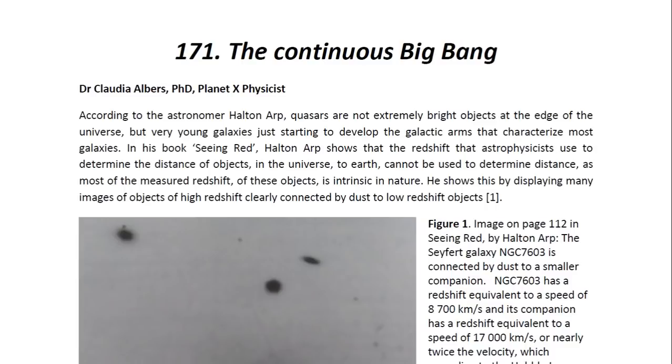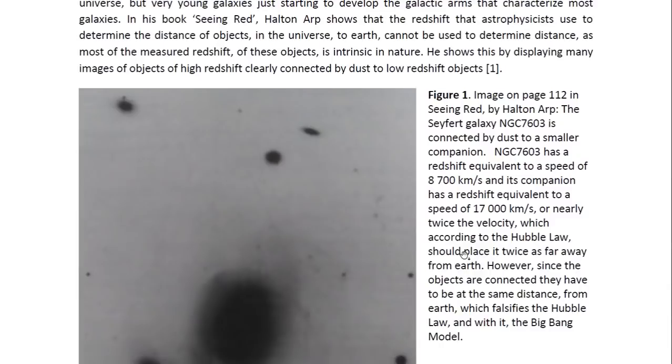Now, according to the astronomer Halton Arp, quasars are not extremely bright objects at the edge of the universe, but very young galaxies just starting to develop the galactic arms that characterize most galaxies. And in his book Seeing Red, Halton Arp shows that the redshift that astrophysicists use to determine the distance of objects in the universe to Earth cannot be used to determine distance, as most of the measured redshift of these objects is intrinsic in nature. It shows this by displaying many images of objects of high redshift clearly connected by dust to low redshift objects.